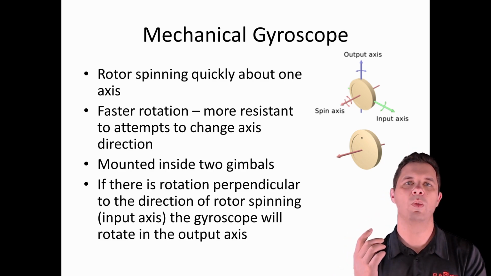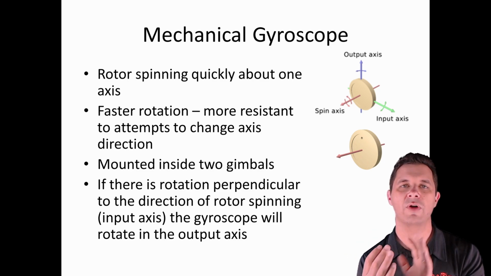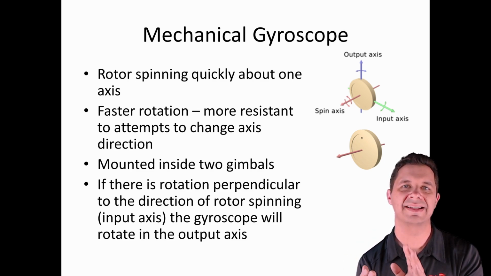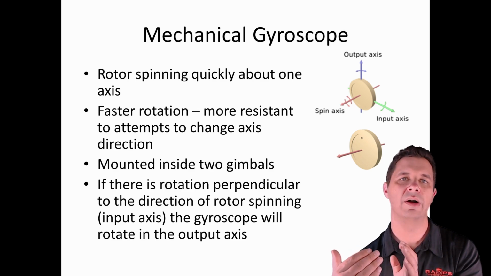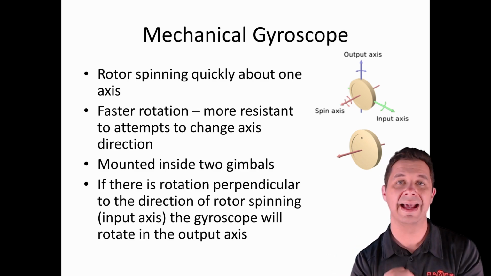We can also see with this diagram here, we've got our spin axis, we've got our output axis, and we've got our input axis. And if we try and rotate around that input axis, the gyroscope will rotate around the output axis and actually move.